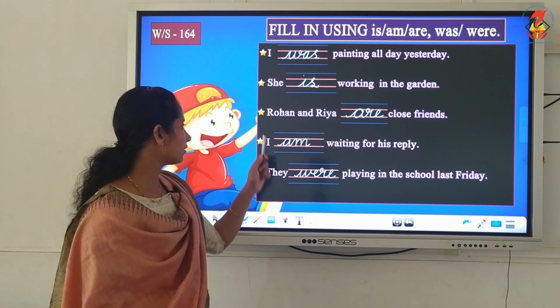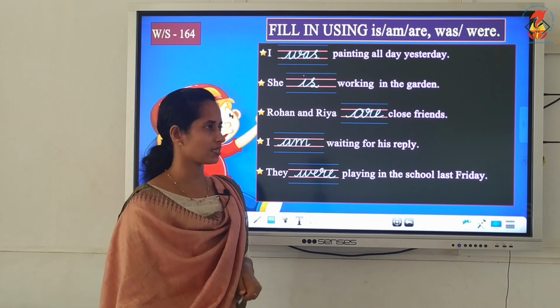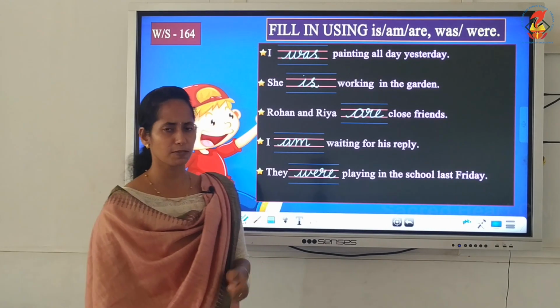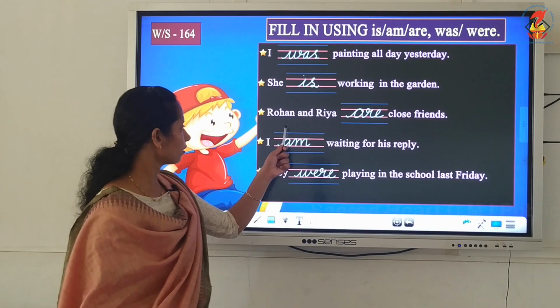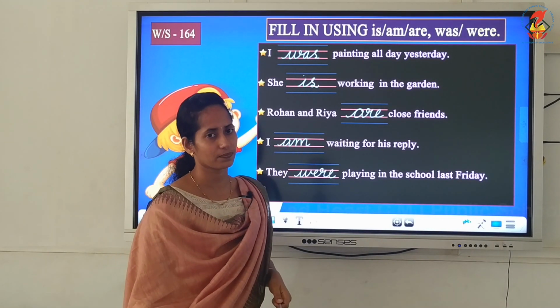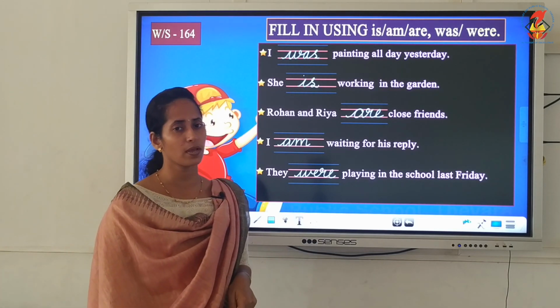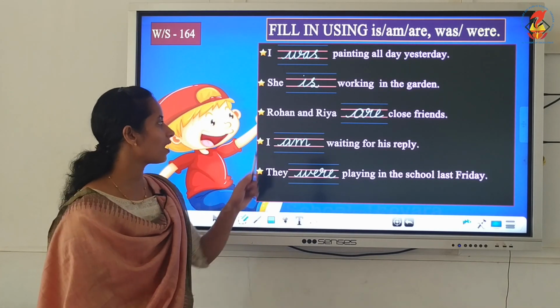Okay. And here the next sentence is also in present tense. Rohan and Ria dash close friends. Simple present, isn't it? So there you have to choose are, isn't it? Rohan and Ria means the noun is in plural form. So there you have to choose are.